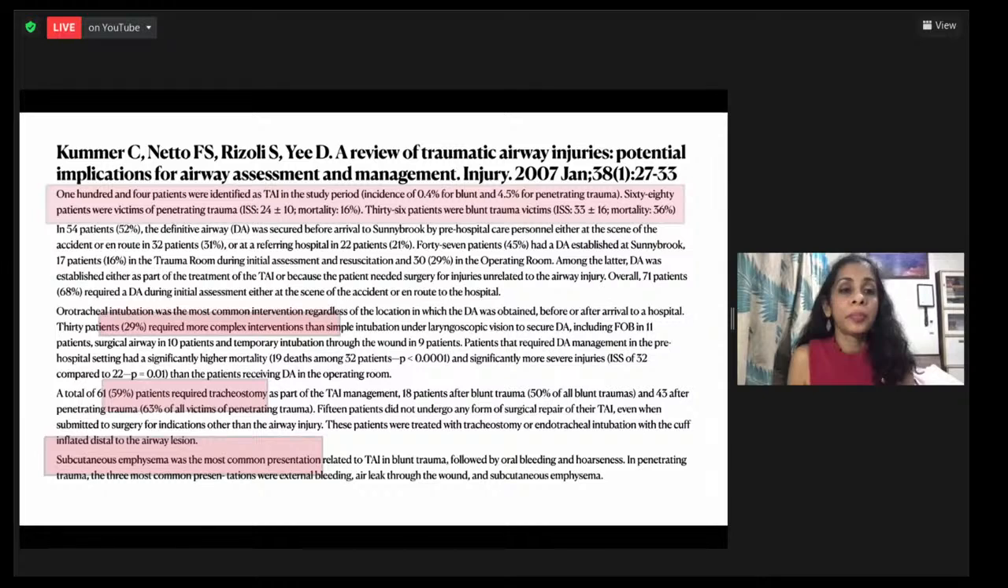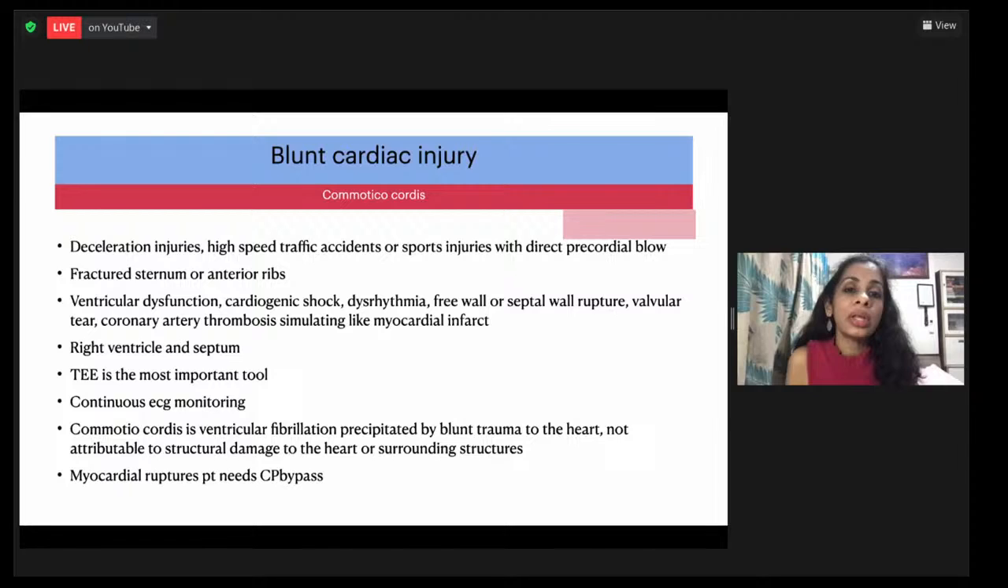Now, coming to our next injury, that is the blunt cardiac injury. Many times this is seen in high-speed traffic accidents or in sports injury. A blow to the precordium causes damage to the heart, and this is commotio cordis. It causes an arrest rhythm, a ventricular fibrillation rhythm. Actually, there's no structural damage to the heart. It usually happens because in a particular phase of the cardiac cycle, the R-on-T phenomenon happens, and the patient goes into fibrillation.